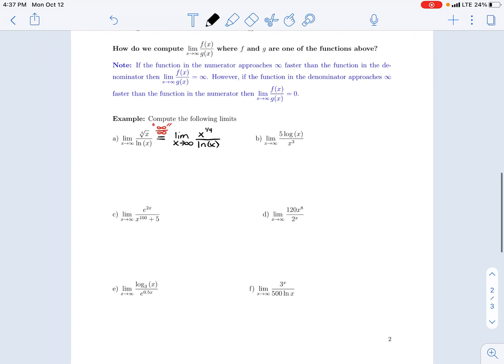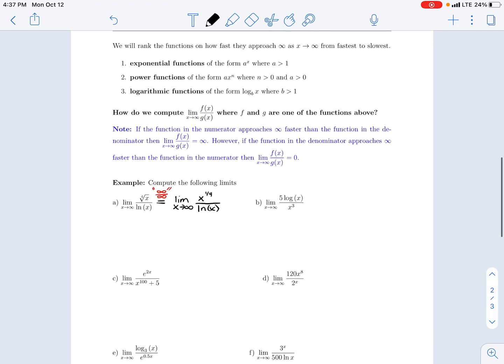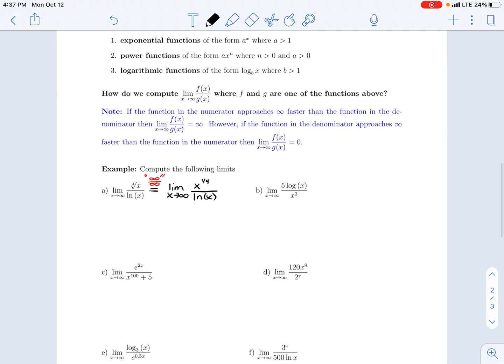Okay, and so looking at this, which one dominates? Is it the power function or the logarithmic function? Well, the power function dominates as x approaches infinity because that one is going to infinity faster than the logarithmic function. So here, since what's in the numerator is going to infinity faster than what's in the denominator, we know that the limit is going to be infinity.